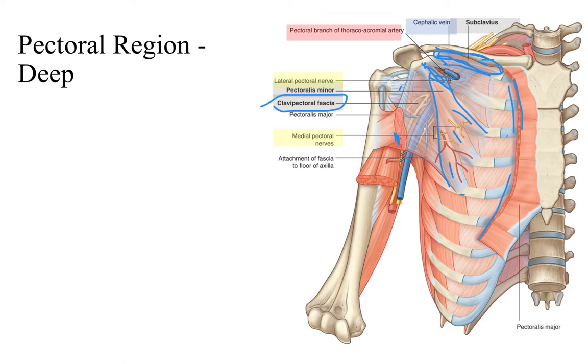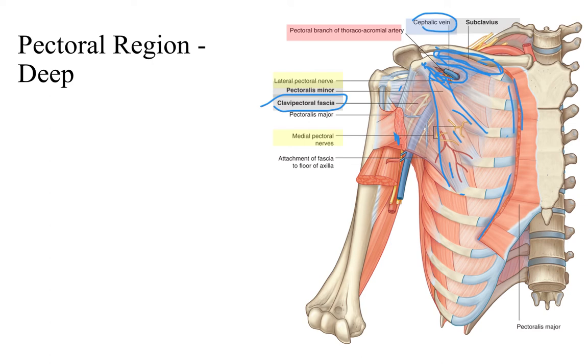So the subclavius muscle, and just like we saw in the lower limb with the fascia lata, there is an opening here for a superficial vein. So the cephalic vein will go through this opening in the clavipectoral fascia and then continue down the arm superficially. Actually, it would continue up the arm into this opening rather than the other way.